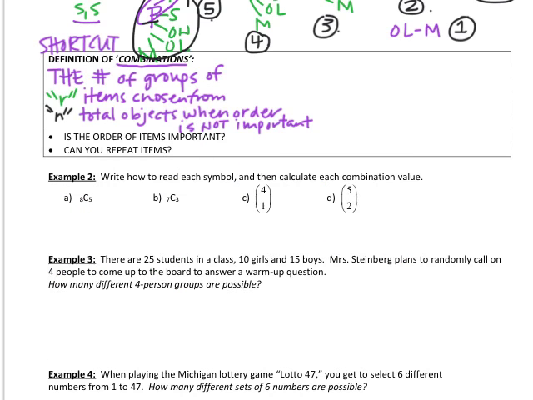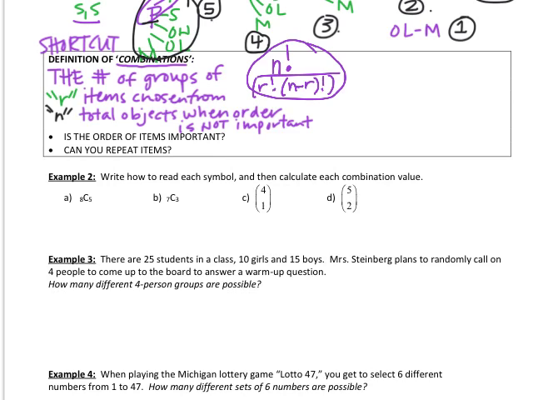Okay, and here we have the definition of combinations. It's the number of groups of r items. We're going to represent the number of items we're choosing with the letter r from n total objects when order is not important. And these n's and r's come from the formula. So let's go ahead and write down the formula. The formula says n factorial, and I'll explain that in just a moment, over r factorial times the difference between n and r factorial. Okay, so here's the formula that's important for you to know.